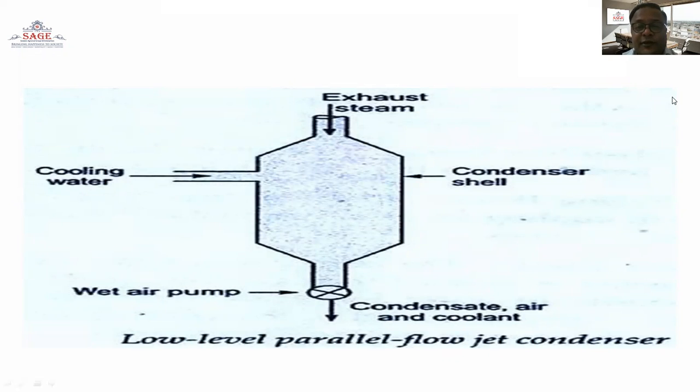In the picture diagram, exhaust steam is coming from the top and side, the condenser shell is there, and cooling water is supplied from the other side. So when the exhaust steam and the cooling water are mixed up, the condensate is collected from the bottom side, and the wet air pump collects any type of air which is having moisture.